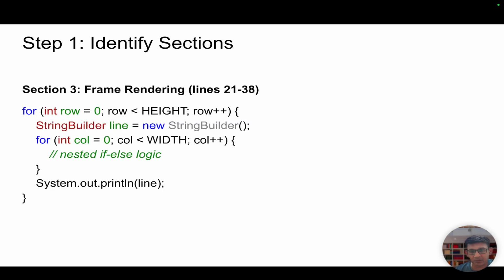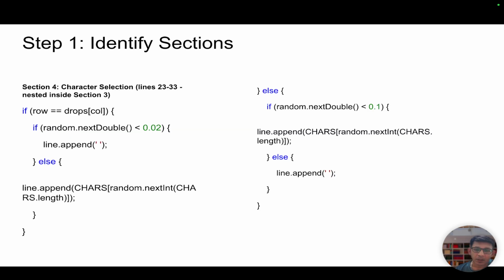Section 3 is the frame rendering. This entire block has just one job. It takes the current drop positions and renders them as a visual frame. It reads state but does not change it. Section 4 is where we're doing character selection. Even though this is nested inside the rendering loop, it's doing something conceptually distinct, making visual decisions based on position and randomness. This logic is complex enough and important enough to deserve its own method.